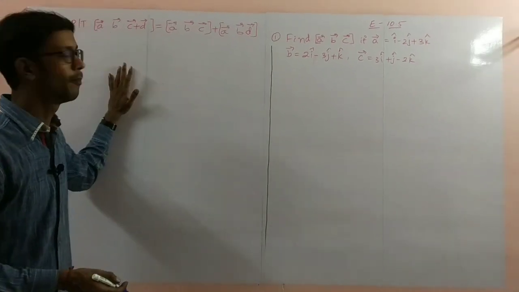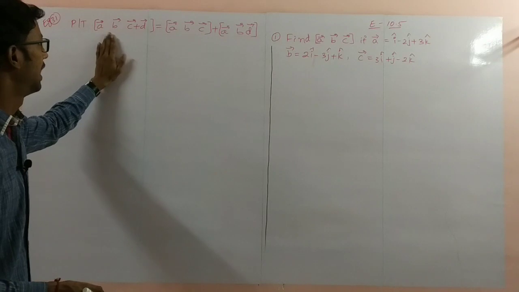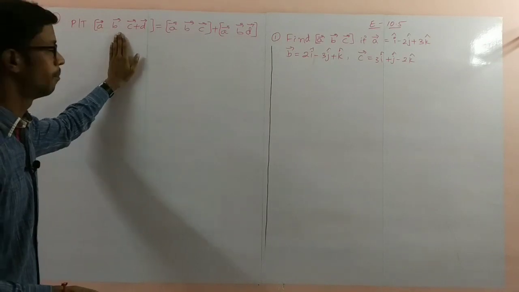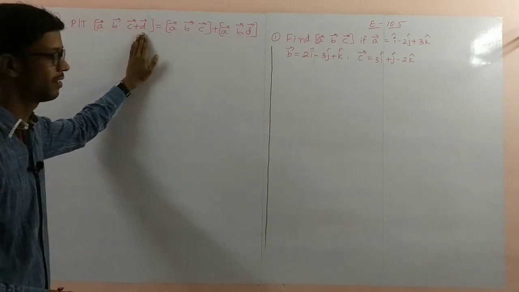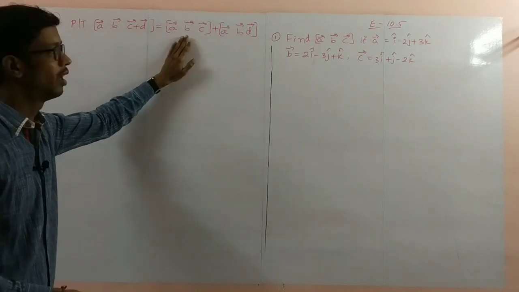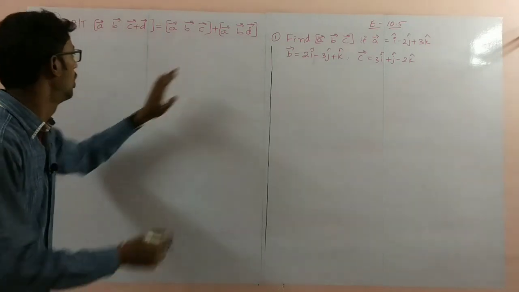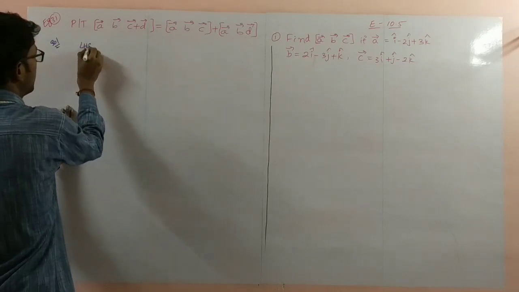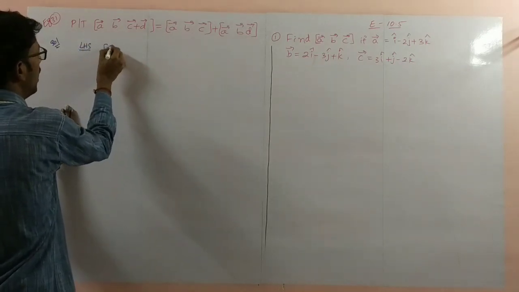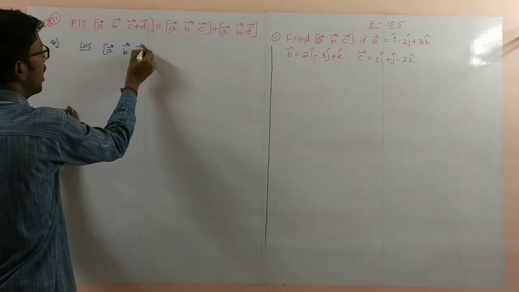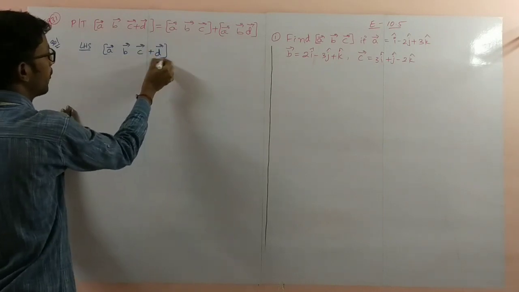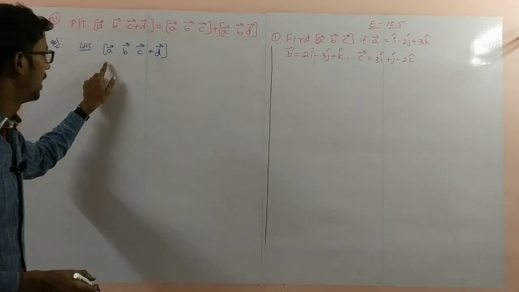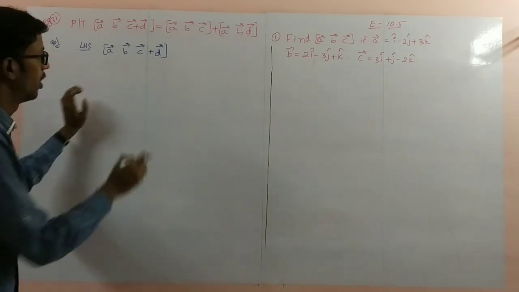Now, example 31. Prove that box of A bar, B bar, C bar plus D bar is equal to the RHS part we have to show. For that purpose, solution. First of all, I will take the LHS part: box of A bar, B bar, C bar plus D bar. Which formula? The A bar, B bar, C bar formula I will use.